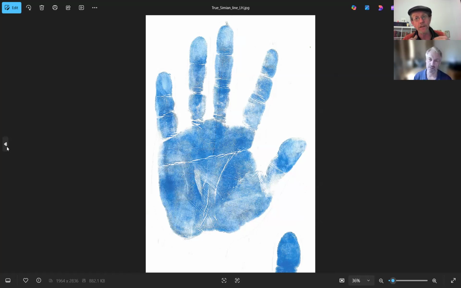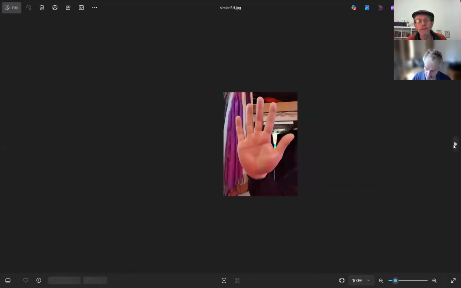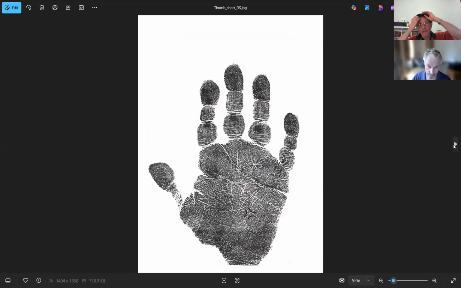So we know that the Simian line is incredibly common in the hands of those with Down syndrome. That much we know. In fact, the Sydney line is quite common in people with Down syndrome as well. And so that's where the idea comes from. That's probably not the best example, because it's a Down syndrome person, which has got a very clear waterline.